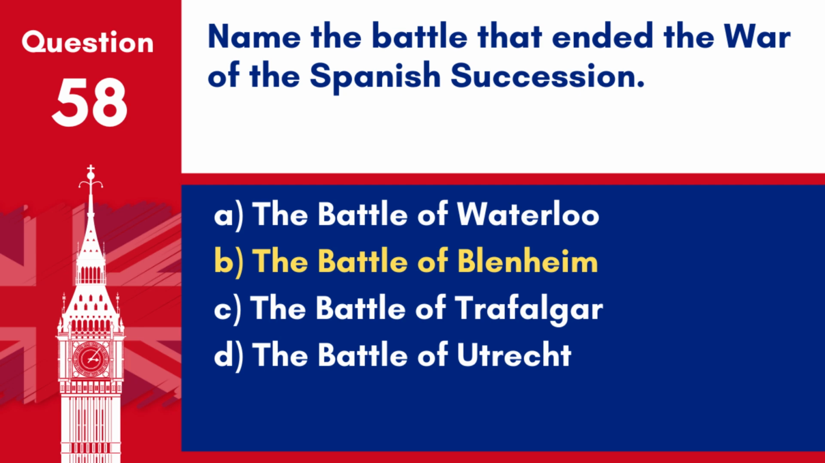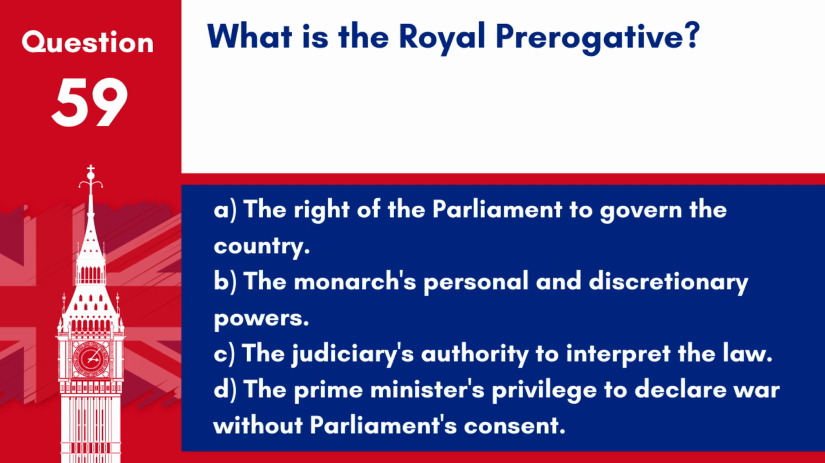The Battle of Blenheim in 1704 was a decisive engagement that marked a turning point in the War of the Spanish Succession, though the war itself concluded with the Treaty of Utrecht in 1713, not a battle. Question 59. What is the royal prerogative? A. The right of the Parliament to govern the country. B. The monarch's personal and discretionary powers. C. The judiciary's authority to interpret the law. D. The Prime Minister's privilege to declare war without Parliament's consent. Answer: B. The monarch's personal and discretionary powers.